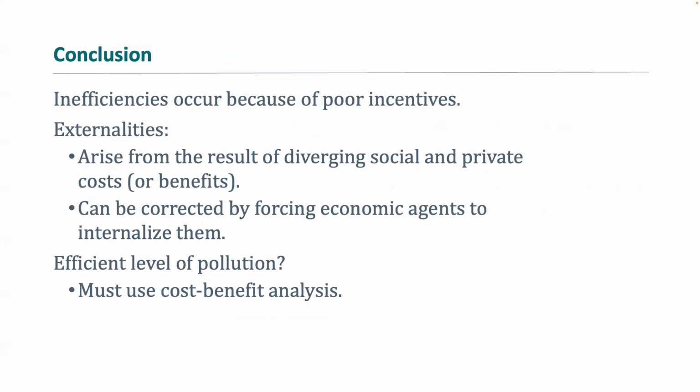So we know that inefficiencies occur because of poor incentives, and externalities arise from the result of diverging social and private costs or benefits. We can correct these by forcing economic agents to internalize them. And we want to figure out what is that efficient level of pollution? Well, we would have to use a cost-benefit analysis to get there.